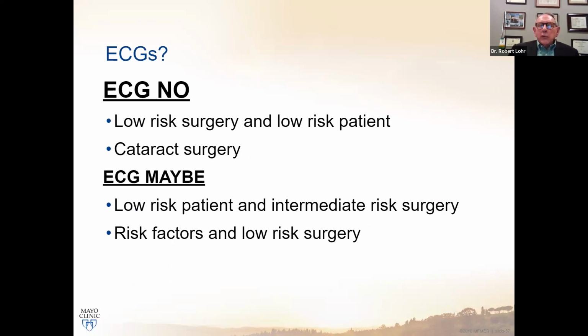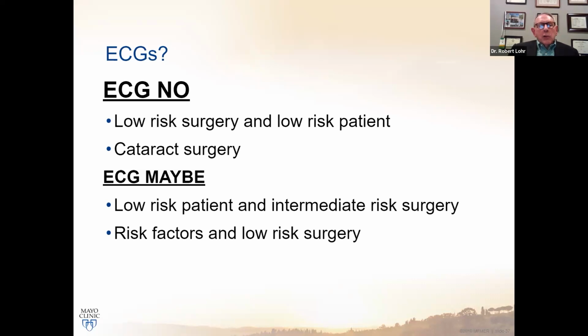I put cataract surgery specifically on here because that is low-risk surgery. It's almost always done in elderly patients. And they frankly don't need any pre-op evaluation. It's done with local anesthetic. Anesthesiology will see the patient briefly beforehand. With very rare exceptions, we don't do pre-op evals for cataract surgery at the Mayo Clinic.